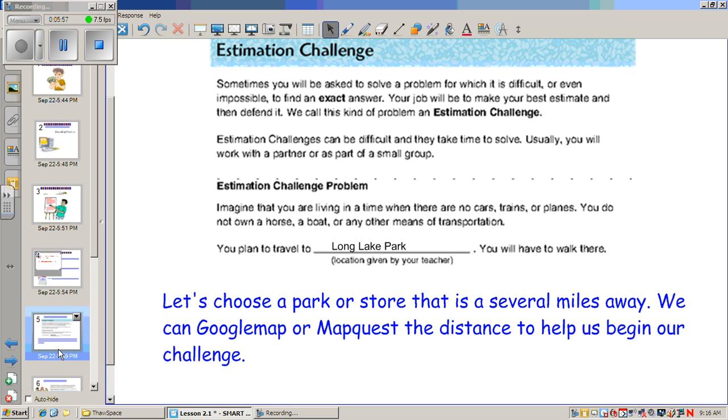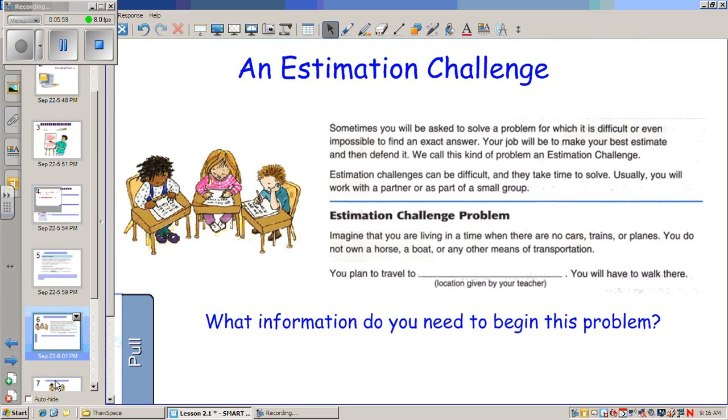Okay, moving right along. Sometimes you will be asked to solve a problem for which it is difficult or even impossible to find an exact answer. Your job will be to make the best estimate and defend it. And again, this is a part of the problem that I said before. What information do you need to begin this problem?